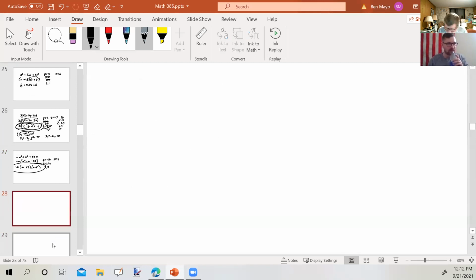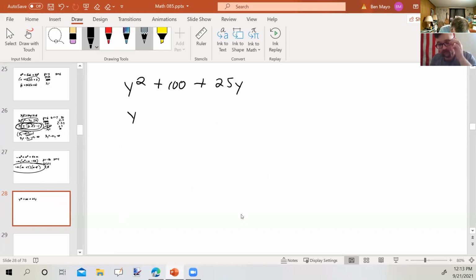Let's take a look at this one. y squared plus 100 plus 25y. This is a trinomial, but it's not in standard form. So we're going to rewrite it so that it is in standard form. Now, not only is it in standard form, descending powers of the variable, but it also has a leading coefficient of an implied 1. So we're good to go.